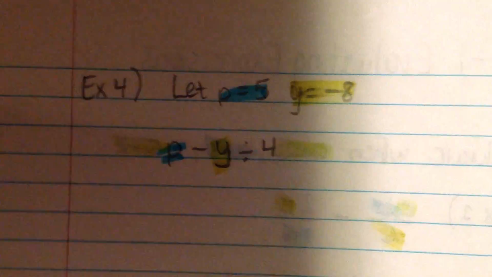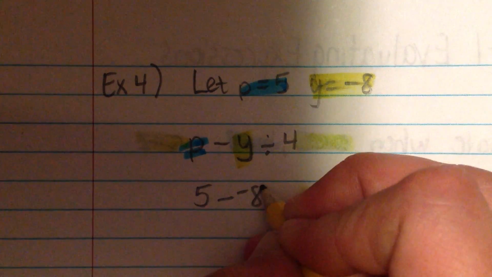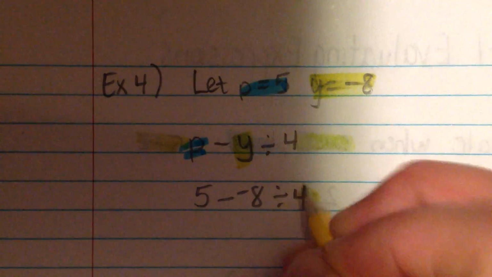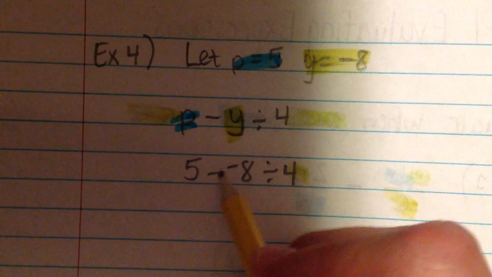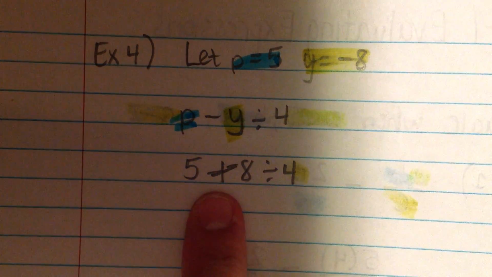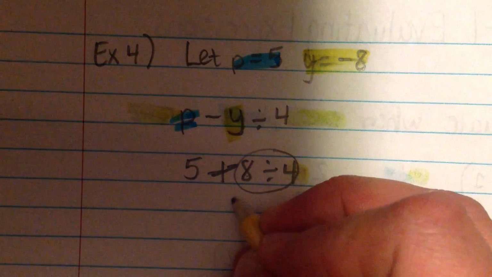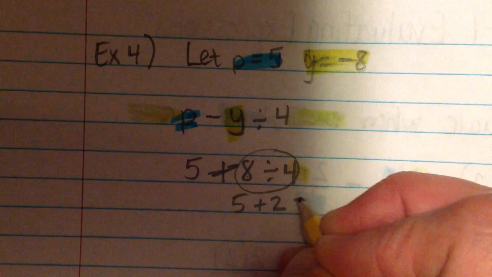So let's see what we have here. We have 5 minus negative 8 divided by 4. So I know that minus and negative makes a positive. Order of operations says since I have an adding and a dividing, I have to do dividing first. 8 divided by 4 is 2, so 5 plus 2 equals 7.